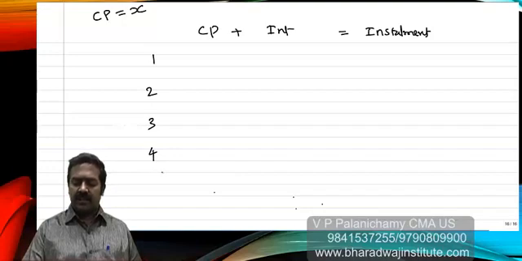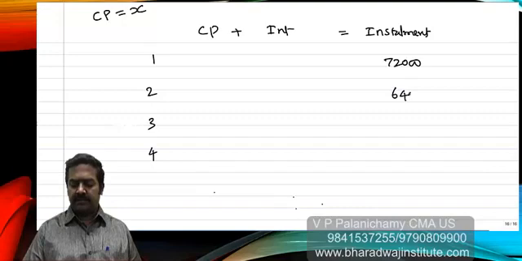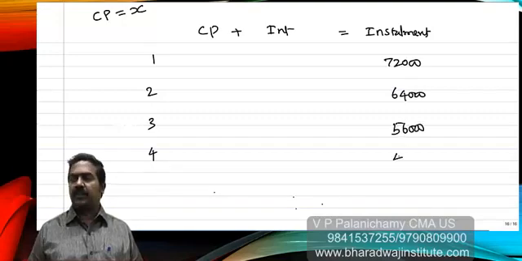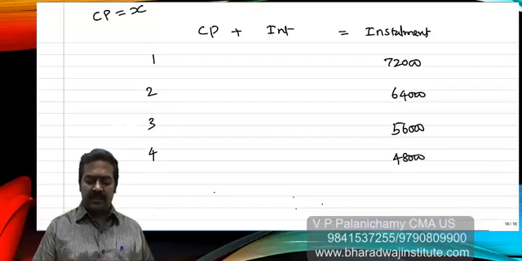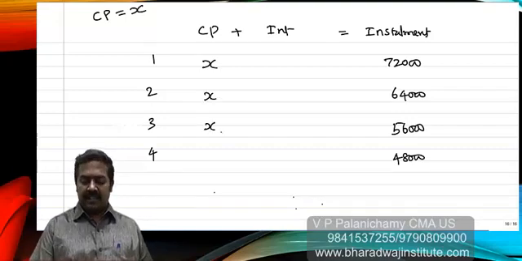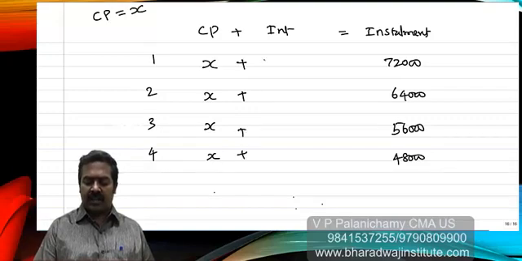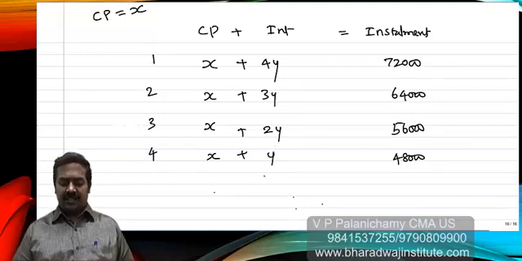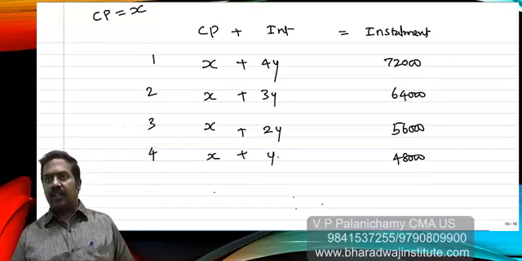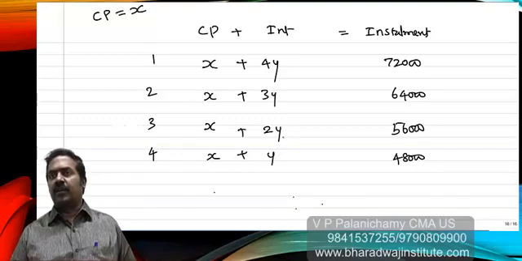What is the installment given? 72,000, 64,000, 56,000, 48,000. Now let us assume the cash price paid uniformly is X. Interest will be in which order? Reverse order. Let us take it as 4y, 3y, 2y, y. If interest is y for the fourth year, it will be double for the third year, triple for the second year, and for the first year it will be 4 times.